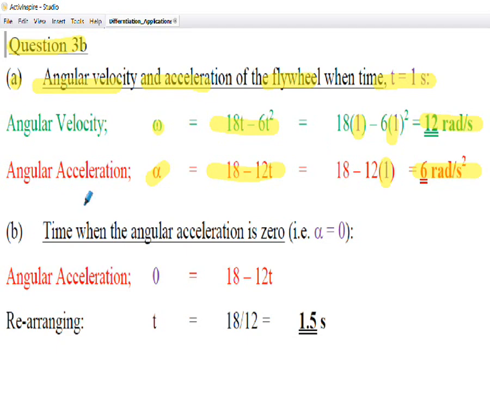To find the time when the angular acceleration is 0, so alpha is equal to 0, this time I take my angular acceleration equation, but on the left hand side I make it 0, and on the right hand side I've got my 18 minus 12t. Then to find the time I simply rearrange for t, so add 12t to both sides and then divide by the 12. So 1.5 seconds is the answer.